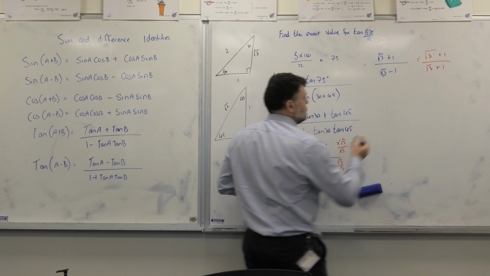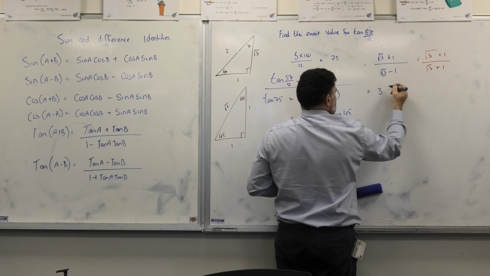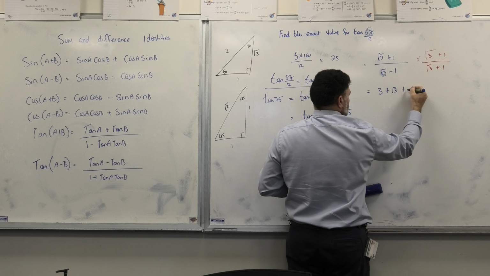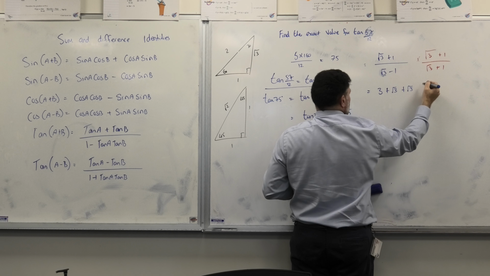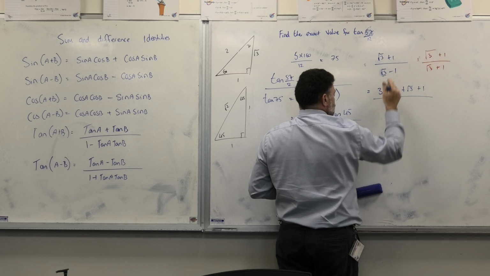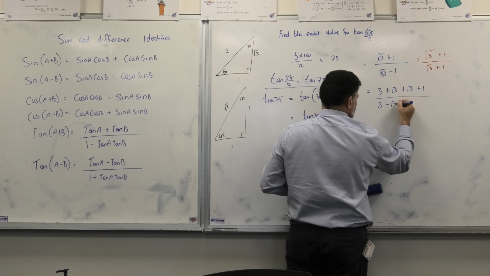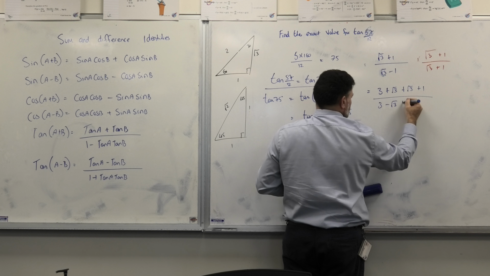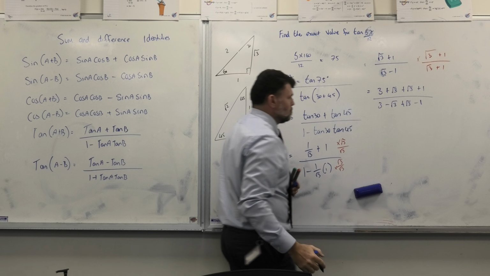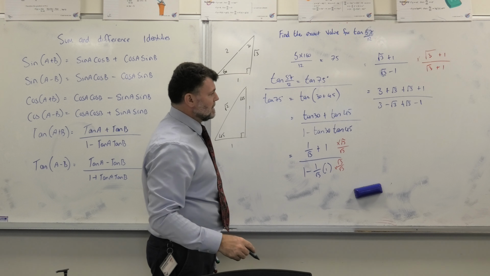If we multiply that out, root 3 times root 3 is 3. Root 3 times 1 is root 3. 1 times root 3 is root 3, and 1 times 1 is 1. All over root 3 times root 3 is 3. Root 3 times negative 1 is negative root 3. 1 times root 3 is positive root 3. And 1 times negative 1 is minus 1. So we've expanded it out by using that FOIL technique.